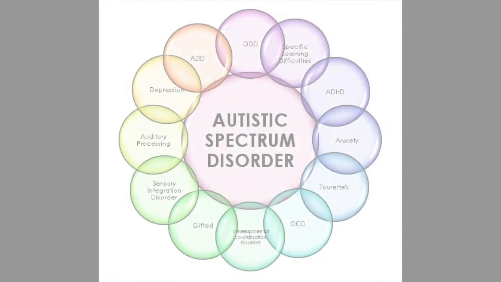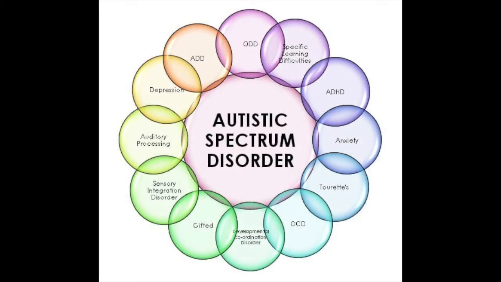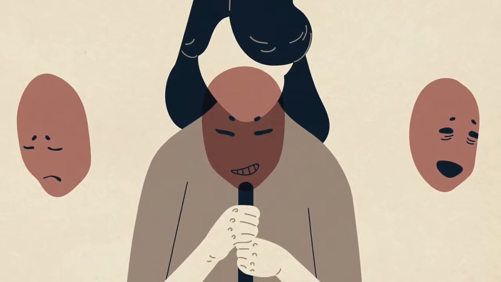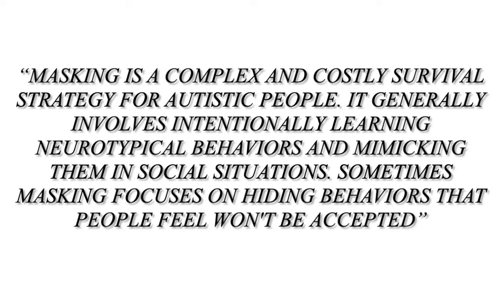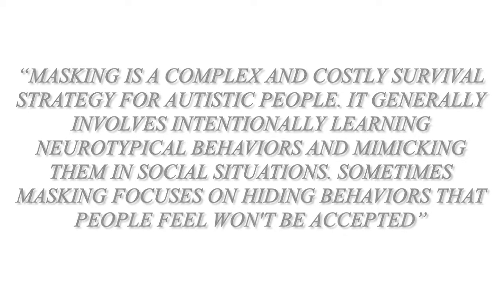People who go through this are generally from the autism spectrum, and it is called masking, which means, according to Healthline, masking is a complex and costly survival strategy for autistic people. It generally involves intentionally learning neurotypical behaviors and mimicking them in social situations. Sometimes, masking focuses on hiding behaviors that people feel won't be accepted.